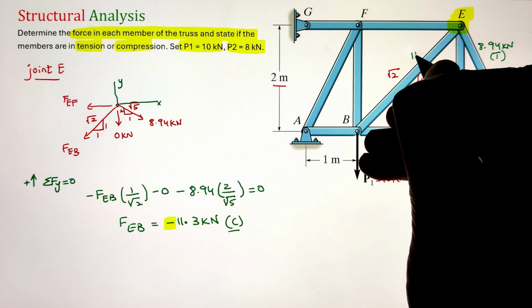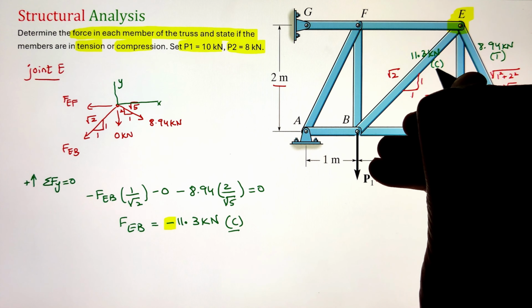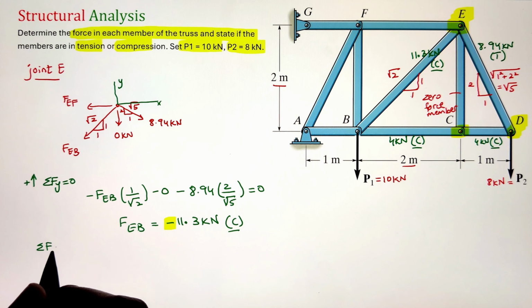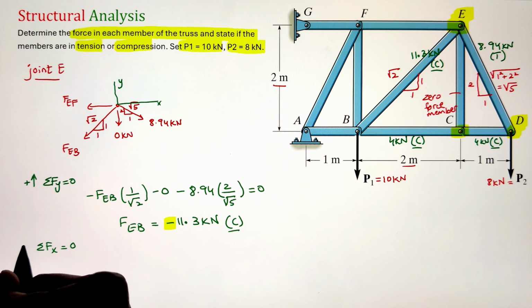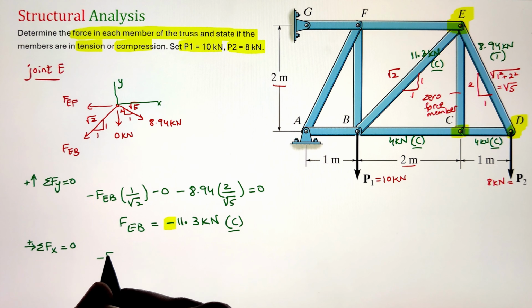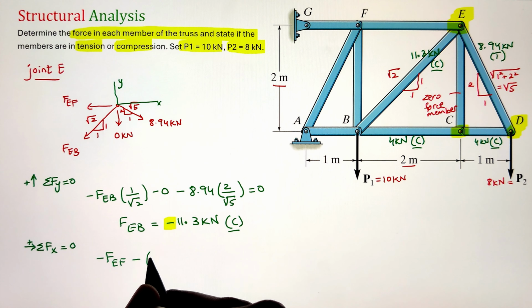Again, the negative sign is indicating that the member is in compression and the actual direction is opposite to the one that I have pointed out in my free body diagram. Next, let's go ahead and apply the summation of forces along the x direction equals to 0, taking forces going towards the right as positive.